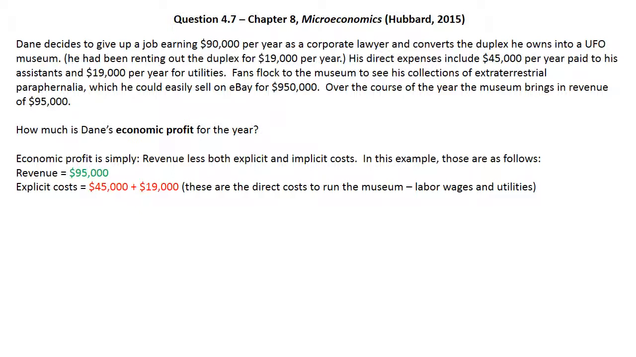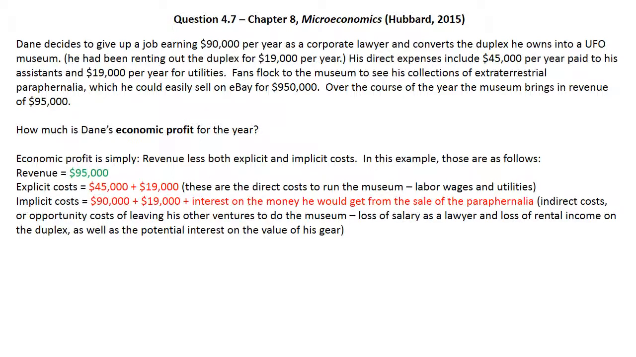$45,000 and $19,000 respectively. His implicit costs are those indirect costs, the money that he gives up in order to run his museum. So he gave up his salary as a corporate lawyer and the rental income on his duplex, as well as the interest he could have earned on selling his paraphernalia, which is $90,000 and $19,000 respectively. We don't have an exact amount for the interest he would earn, so we'll just leave that as interest.